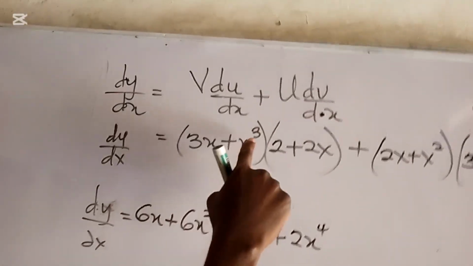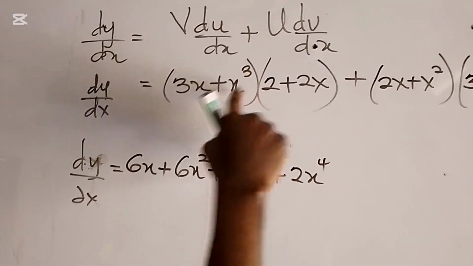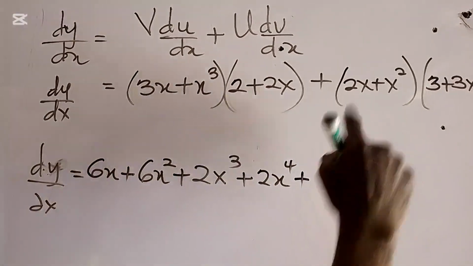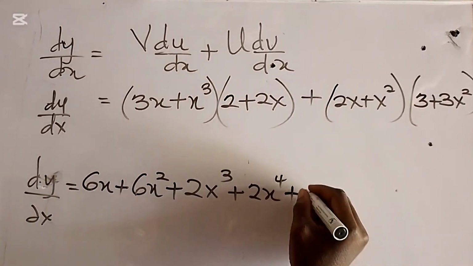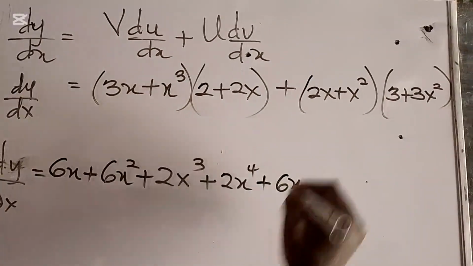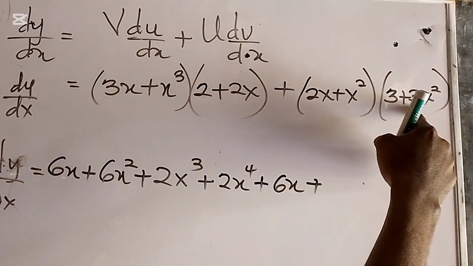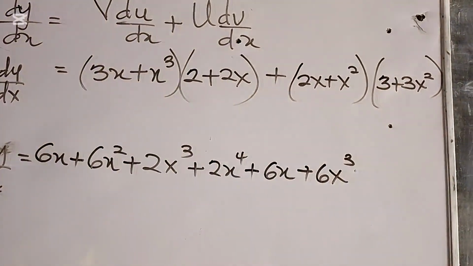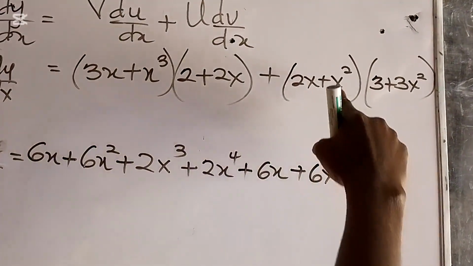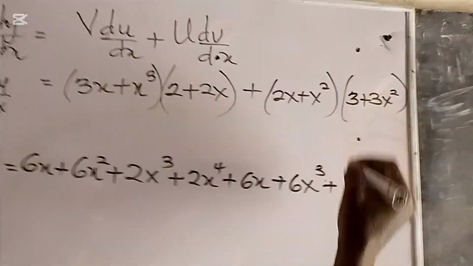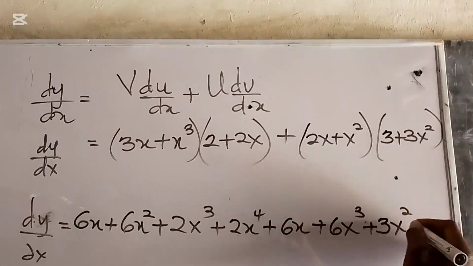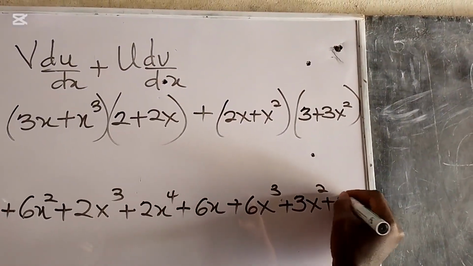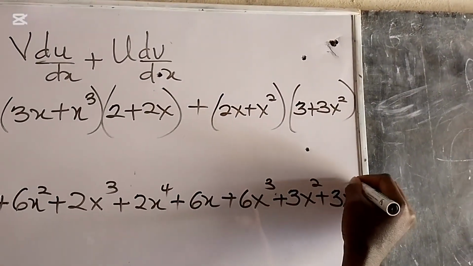Because with indices, you just add the powers. Because we have x cubed here, and there is an x here, we add the powers. Then we move to the second bracket. 2x multiplying 3 gives us 6x plus 2x multiplying 3x gives us 6x squared plus x squared multiplying 3 gives us 3x squared. Then plus x squared multiplying 3x squared gives us 3x to the 4th power.